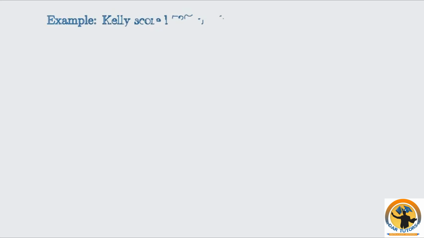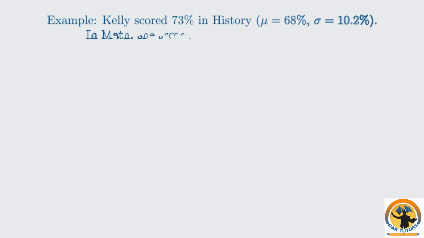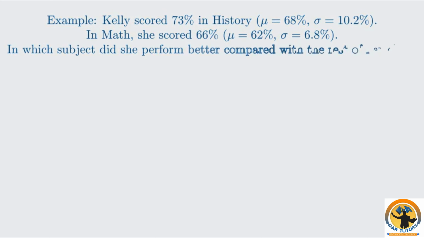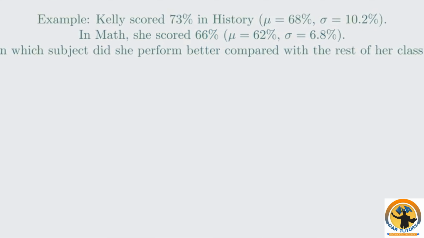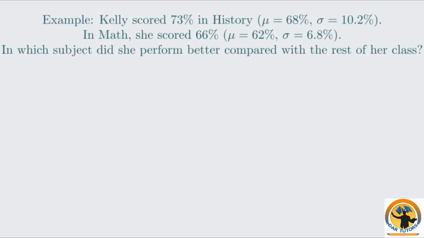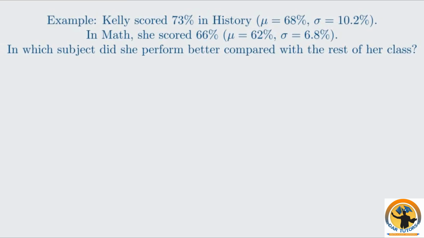Consider this problem. Kelly scored 73% in history, where the class mean was 68% and the standard deviation was 10.2%. In mathematics, she scored 66%, where the class mean was 62% and the standard deviation was 6.8%. In which subject did Kelly perform better relative to her class?